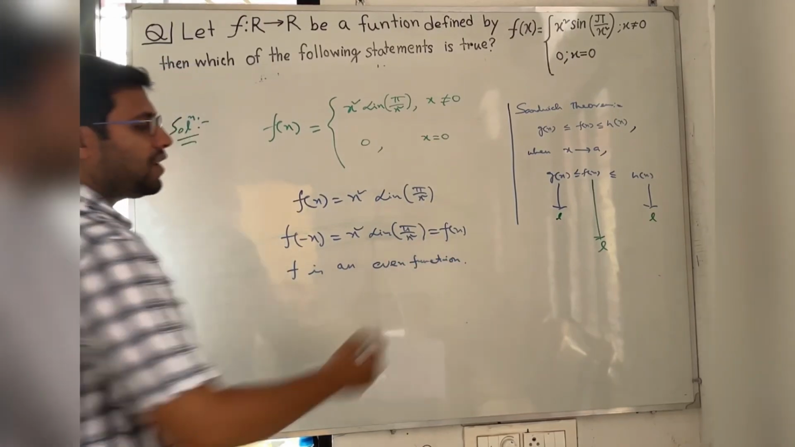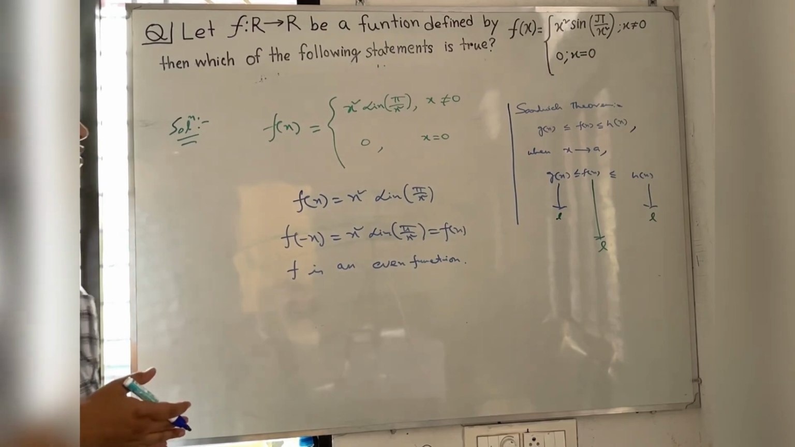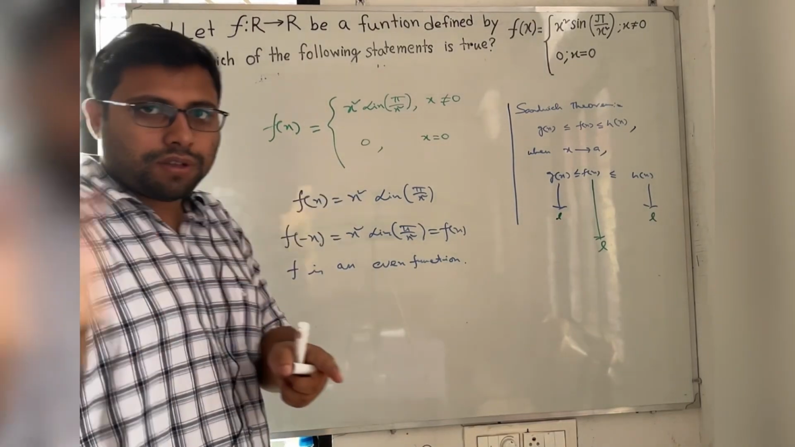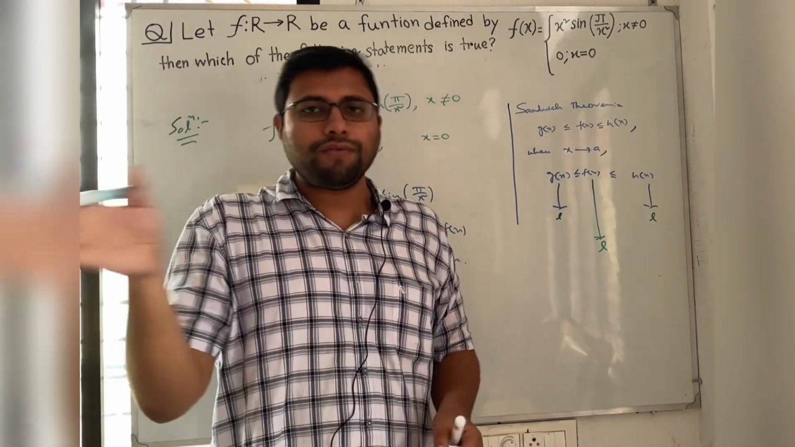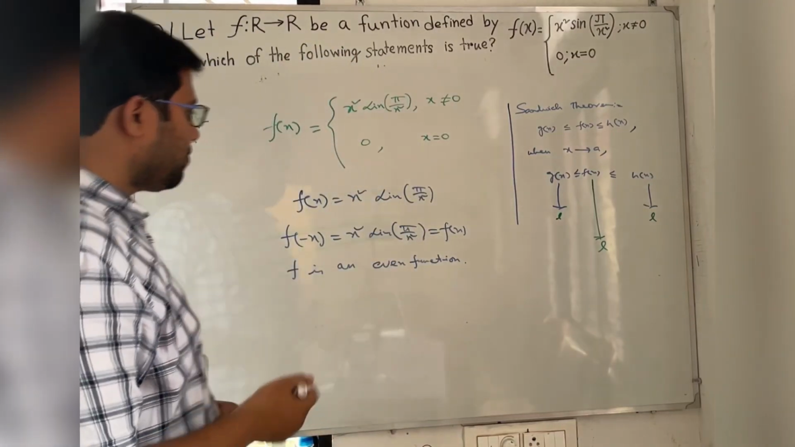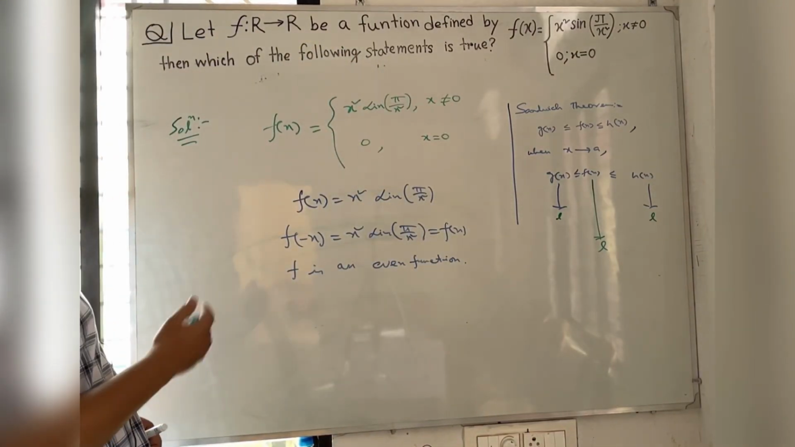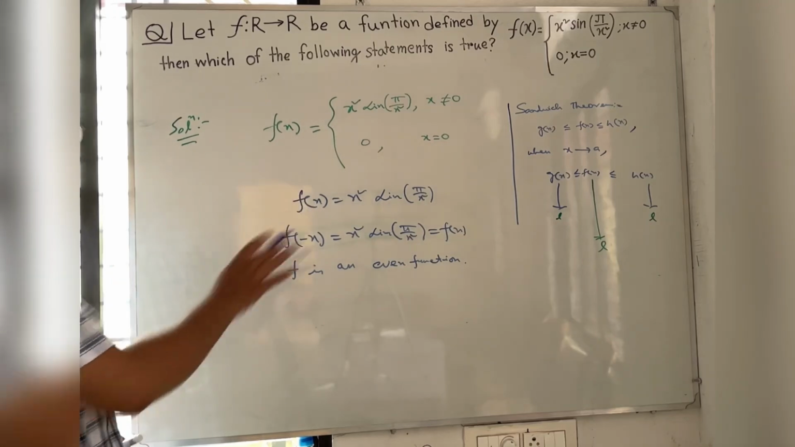Since f is an even function, the graph will be symmetric about both sides of the y-axis, because this is an even function. Now we will draw the graph of f(x).